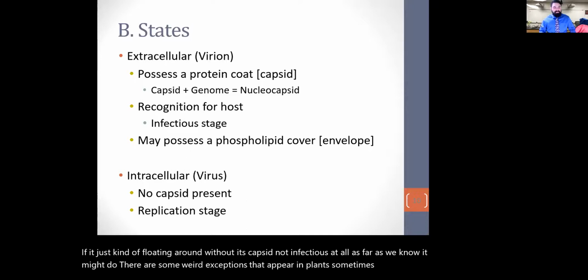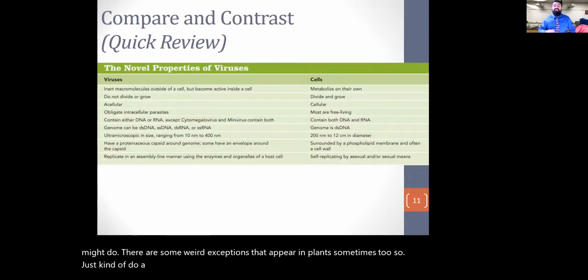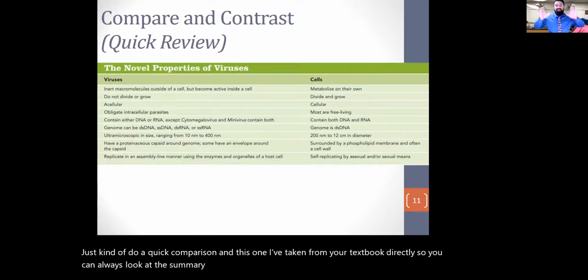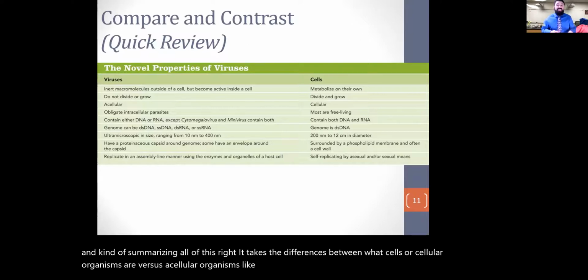So let's do a quick comparison. And this one I've taken from your textbook directly, so you can always look at the summary. This one does a pretty good job of using a little bit of a table and summarizing all of this, right? It takes the difference between what cells or cellular organisms are versus acellular organisms like our virus, like what they can do and cannot do based on their conditions, right?